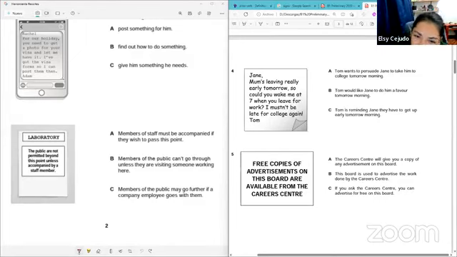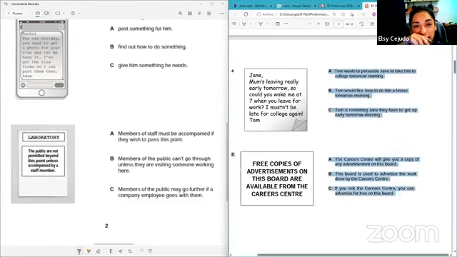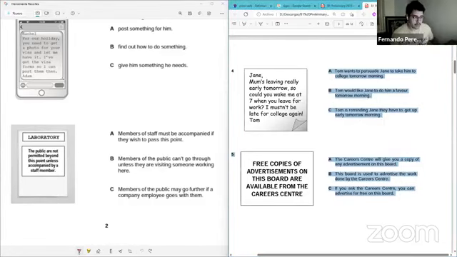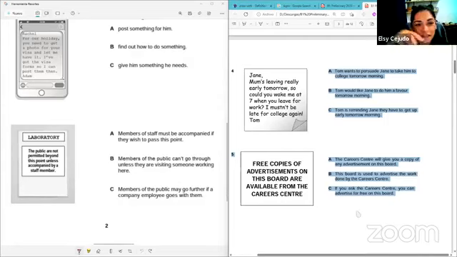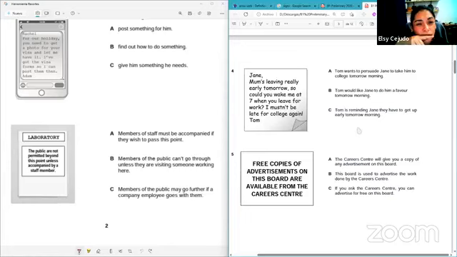Because he said, wake me at 7 when you leave for work. So they are not leaving their home at the same time. Yes, Jane is leaving before. Jane is leaving before. And she woke up before. Correct, exactly.